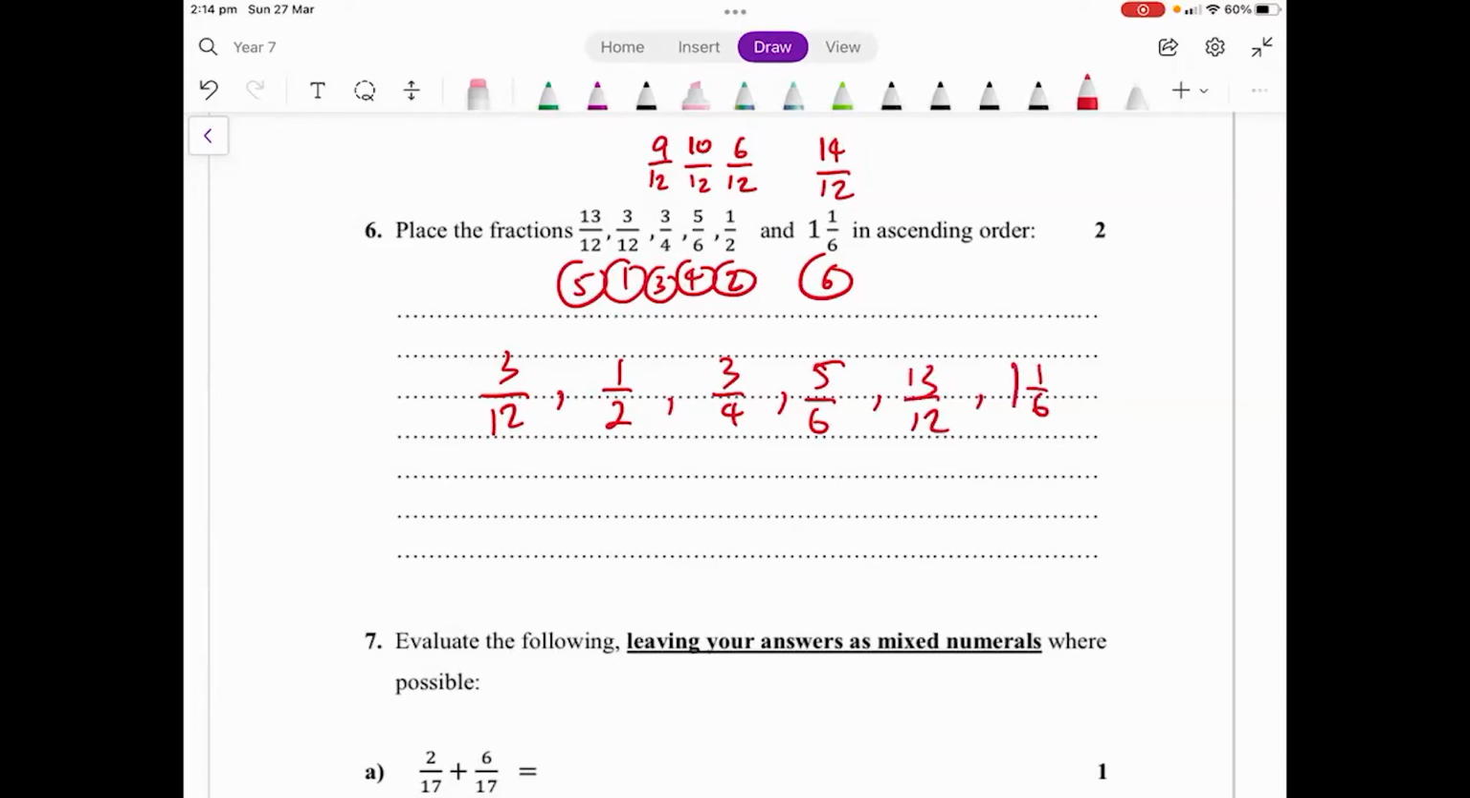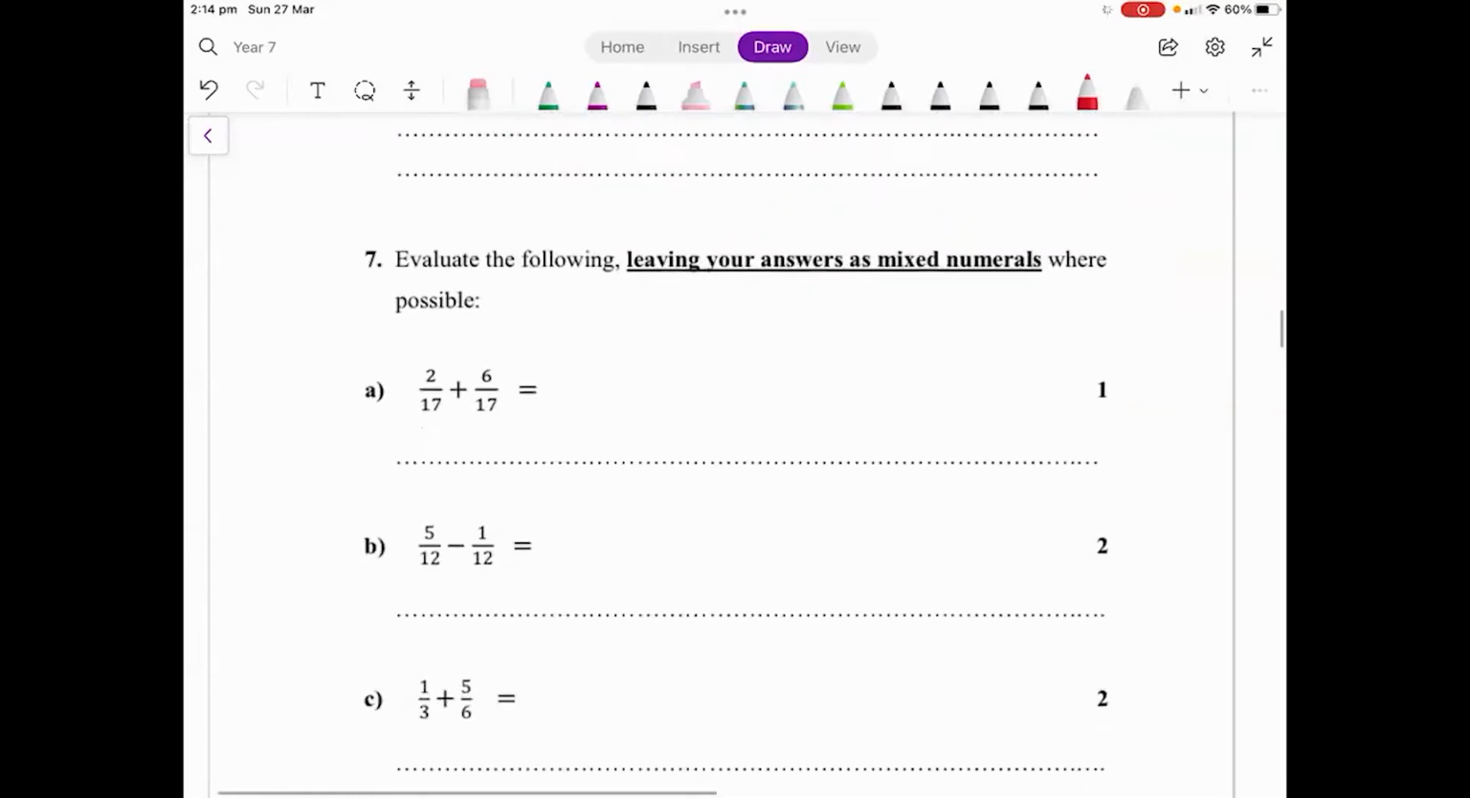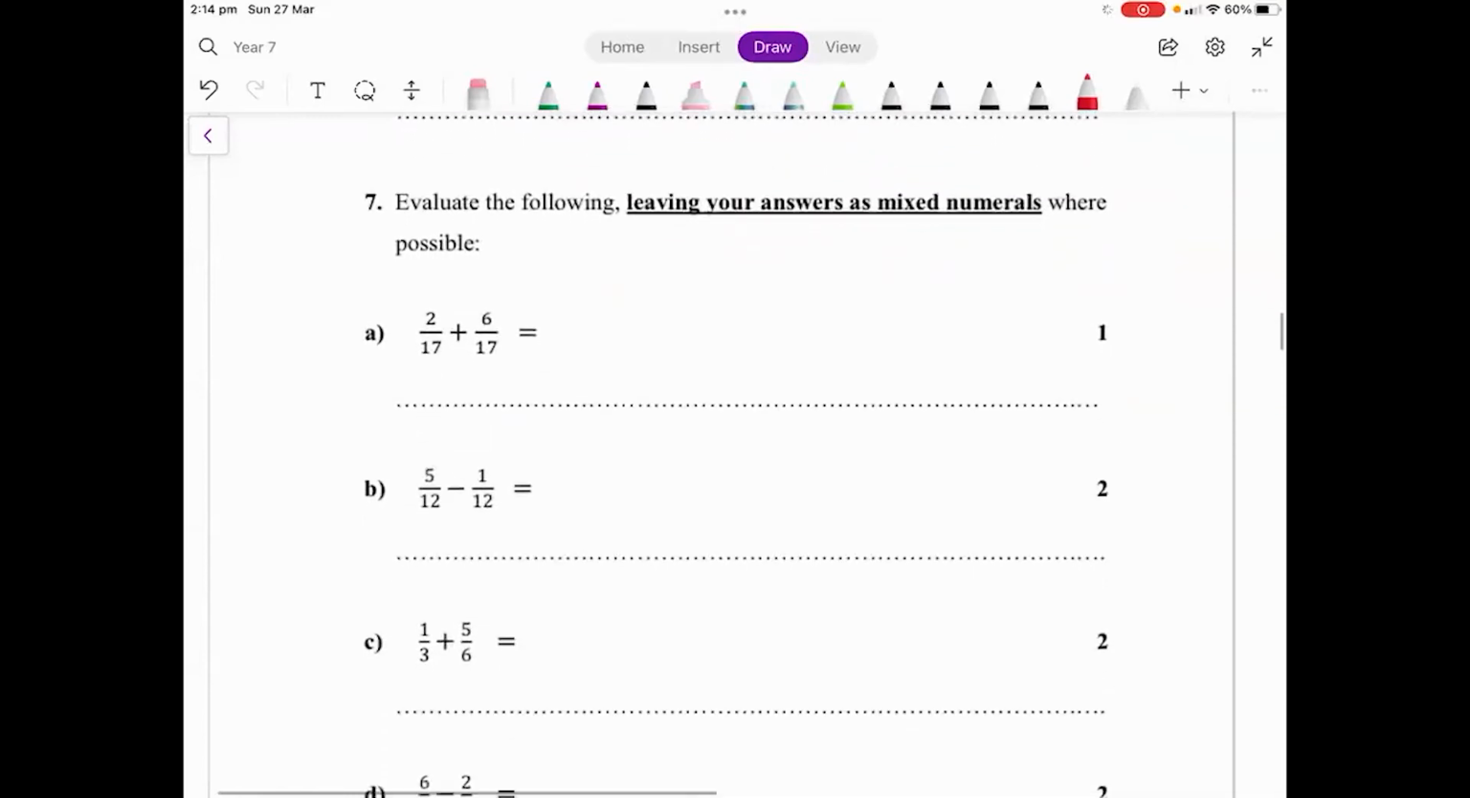Question 7 says to evaluate the following and leave your answers as mixed numerals where appropriate.